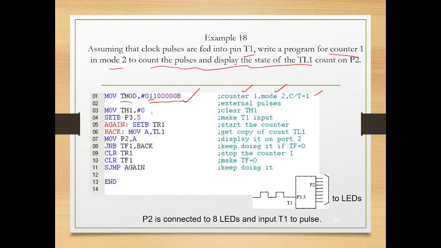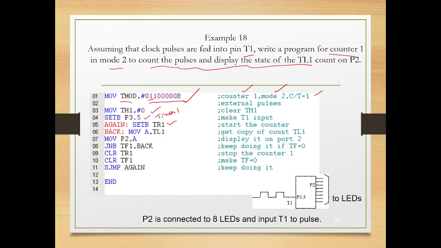TH1 is taken as 0, clearing TH1, and then making the T1 bit high. We are setting that with P3.5, timer 1 here, and then we are starting the timer here. TR1 is set here. So MOV A, TL1: the copy of TL1 is moved into A here.